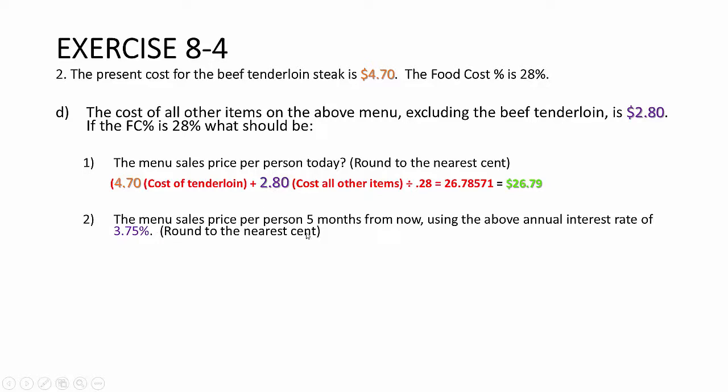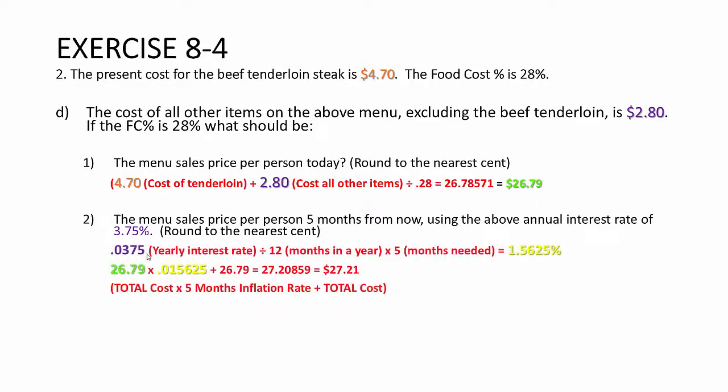Now, what would the menu sales price per person be 5 months from now? Let's take a look at what the annual interest rate of 3.75% does here. In other words, we have to add 5 months of inflation to the current selling price. The first thing we're going to do is figure out exactly how much annual interest there is in a 5-month period. So here's decimal 0.0375, the decimal equivalent of 3.75%, the yearly rate. Let's divide the yearly rate by 12 and then take the monthly rate and multiply it by the 5 months we're asked for. So in this particular case, 5 months of inflation is 1.5625%.